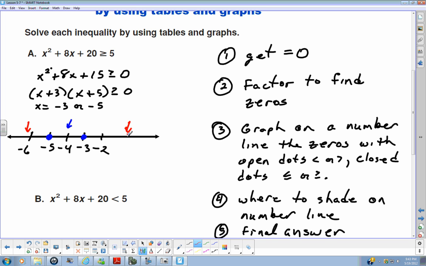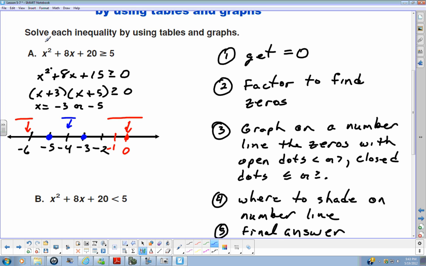So what I'm going to do is check my favorite number over here, which is 0. So we would have -1 and then 0. If it's true for 0, then that means it's going to be in this area here and this area down here, the red arrows. And if it's false, then it's going to be in this area here where the blue arrow is.